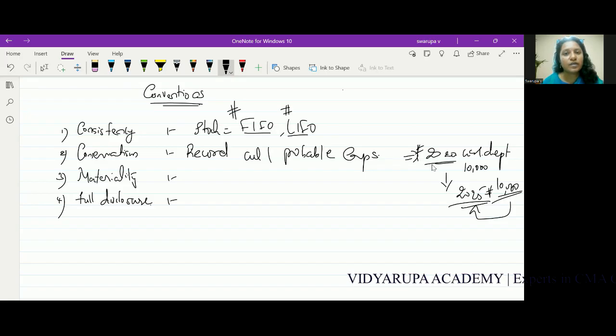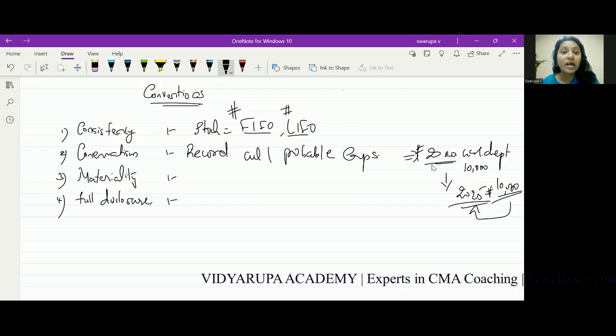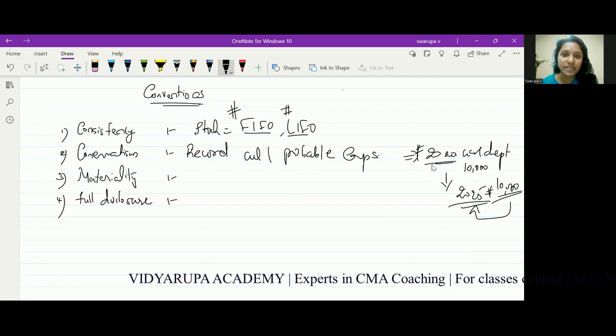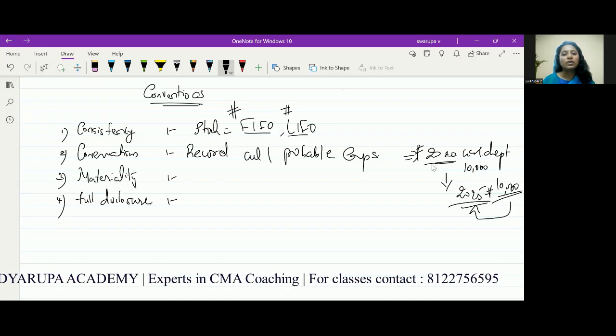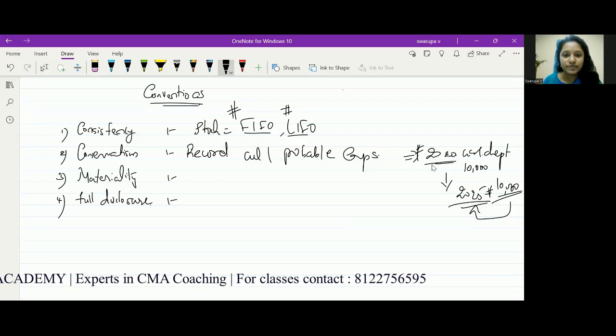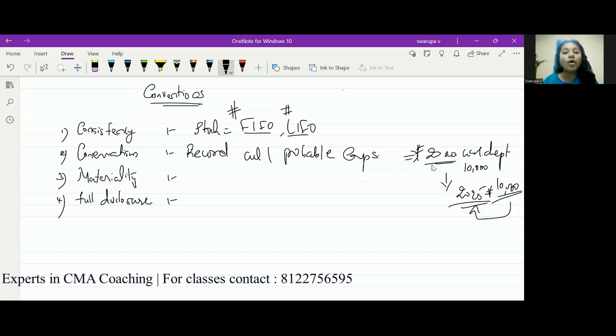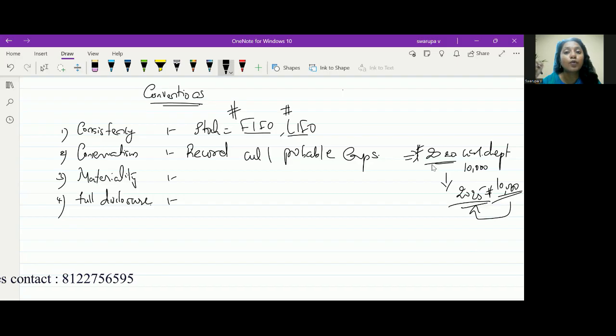Even though at that point we don't know if the payment is required or not, we need to provide for that expense so that in future if it happens we are able to take it into account. So record all probable expenses. Even if there is a probability, you have to provide. That is provision. The term used is provision, or to provide for the expenses.